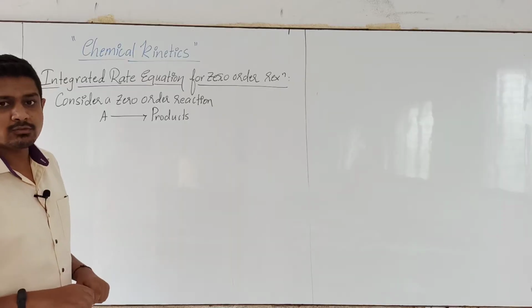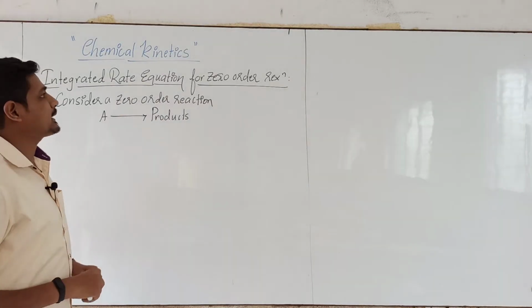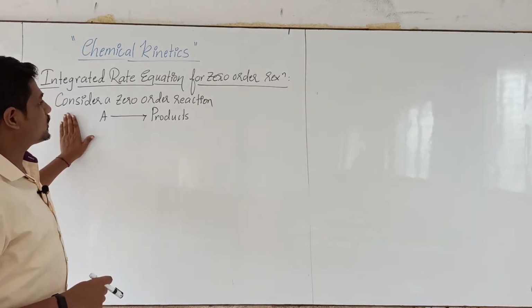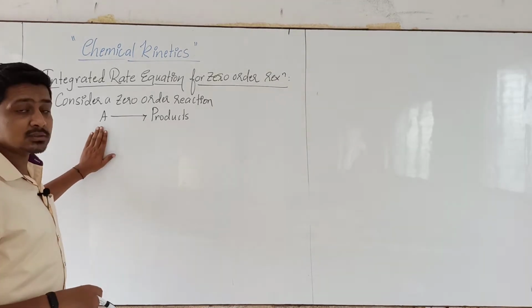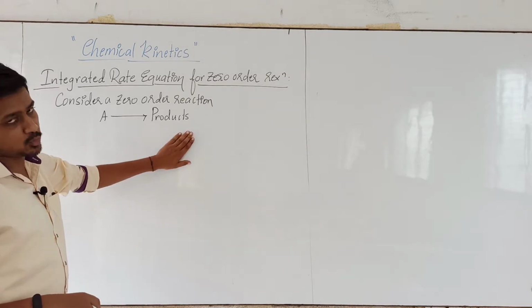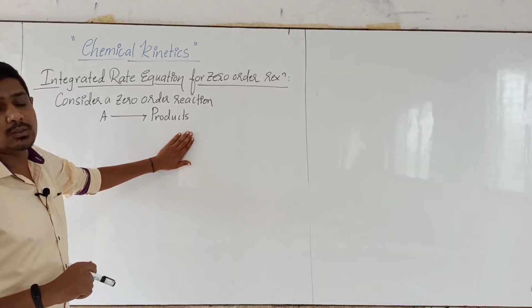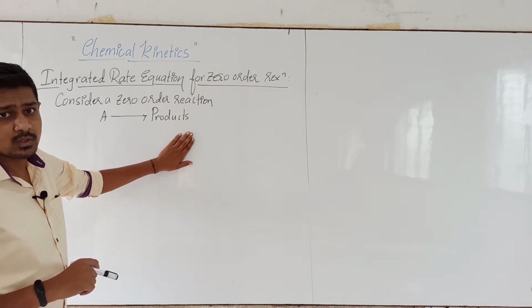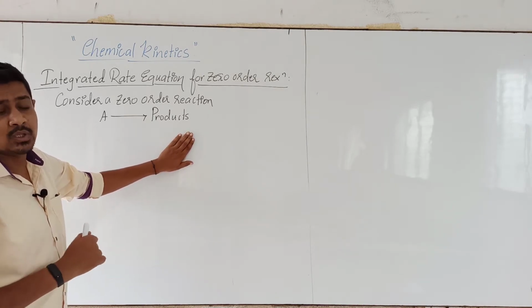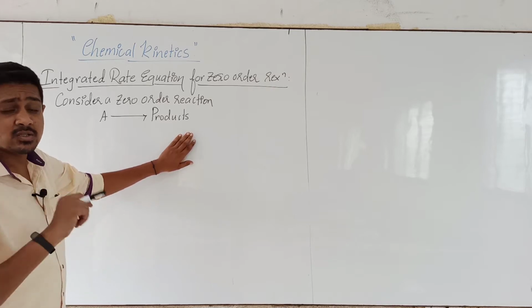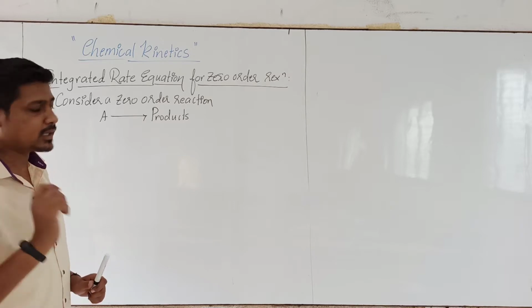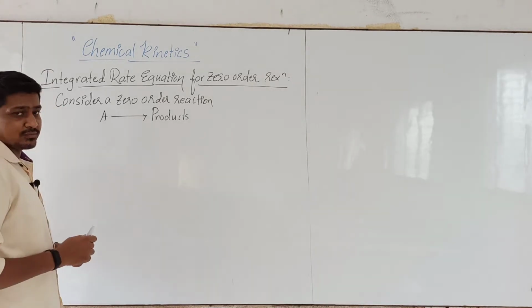So students, now we will derive the integrated rate equation for a zero order reaction. Consider a zero order reaction wherein a reactant A gives products. Now what do you mean by zero order reaction? In a zero order reaction, the rate of a reaction does not depend on the concentration of reactants. So let us proceed with this.